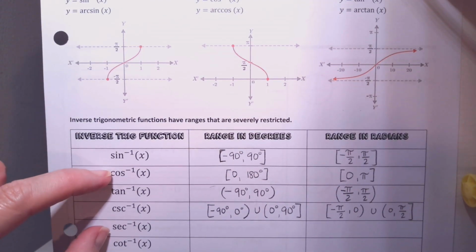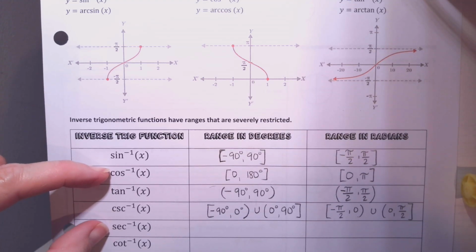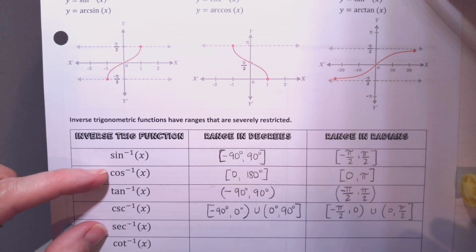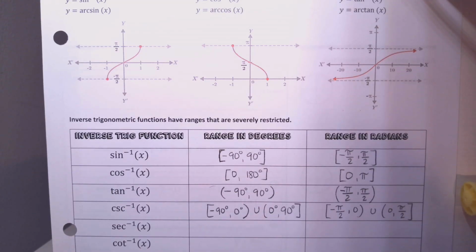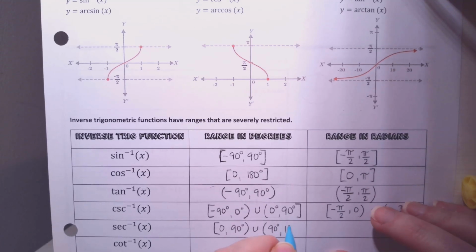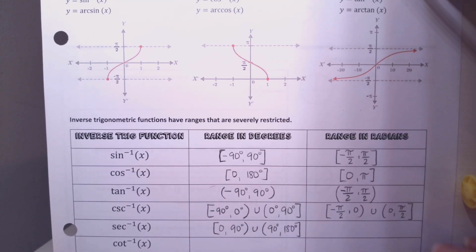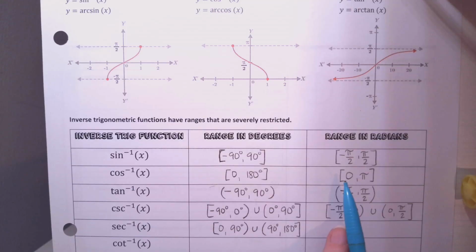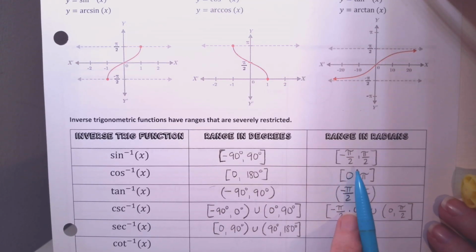So cosine and secant are similar, except we want to hop over 90 degrees because we don't want to include 90 degrees. So we would say it goes from 0 to 180, or technically 0 to 90. We'll skip over the 90 and not include it. And then we'll go from the 90 to the 180. And it's similar even when it's in radians. We'll go from 0 to 90 in radians, which remember that was pi over 2.